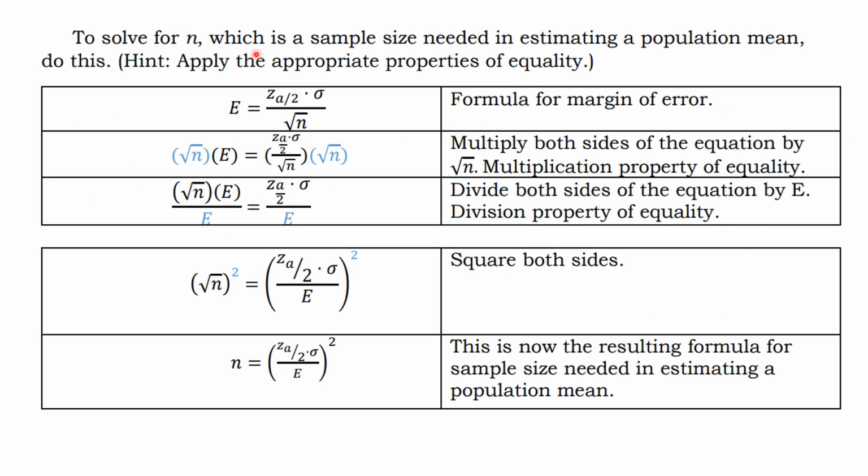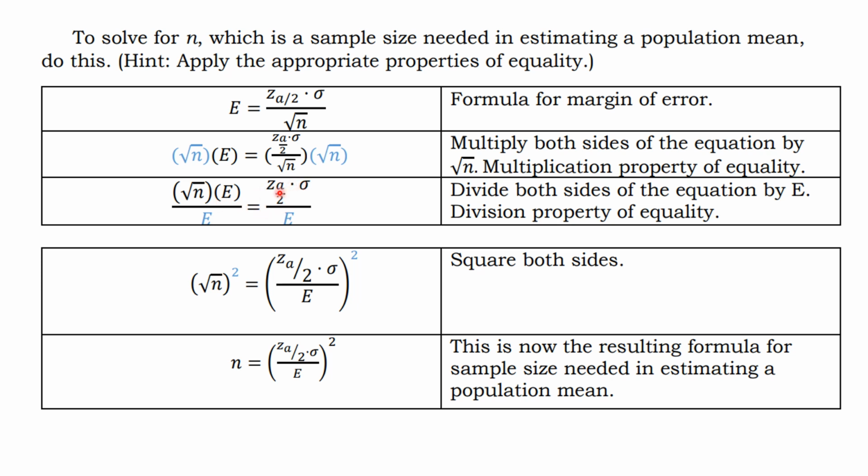To solve for n, which is the sample size needed in estimating a population mean, do the following steps. This is now the formula for the margin of error. We have to multiply both sides by the square root of n to eliminate the denominator on the right side of the equation. So by multiplication, we have square root of n times E equals Z sub a over 2 times the standard deviation.